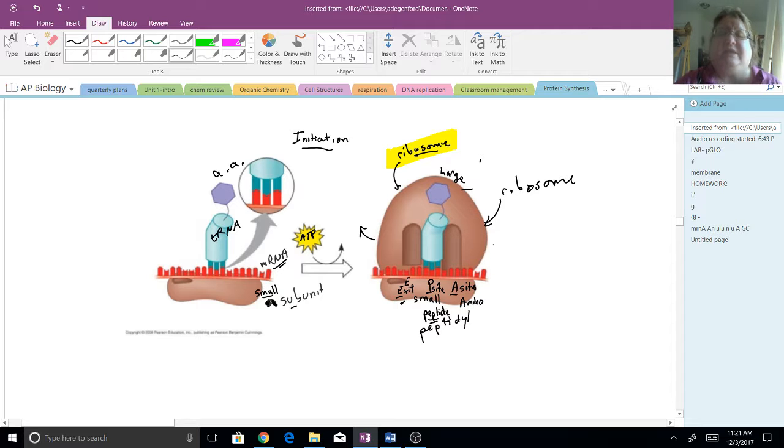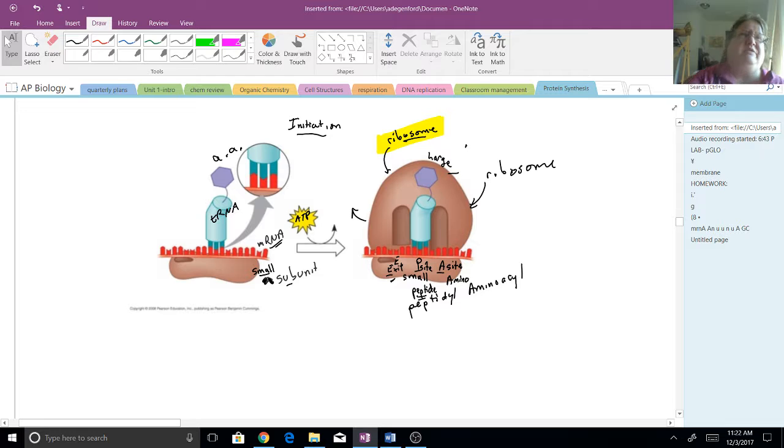And then the A site is when you get a brand new amino acid coming in, thus amino acid or A site, but we also know it as aminoacyl. So there you have the E, P, A, all of those sites. So how do we then move on?